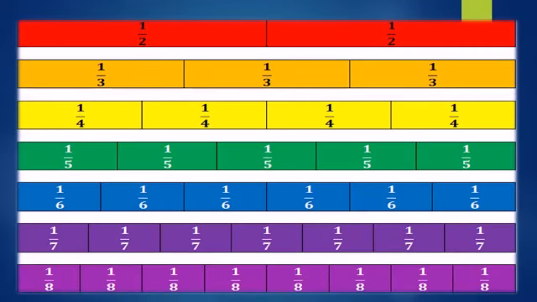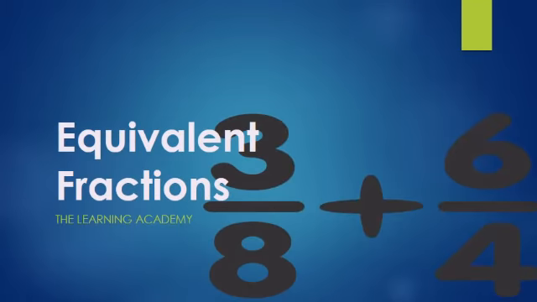Equivalent fractions. Equivalent fractions are fractions with different numerators and different denominators that represent the same value or the same fraction or the same portion of the whole. For example, 1/3 is equivalent to 2/6. 2/6 is equivalent to 3/9, and 3/9 is also equivalent to 4/12.